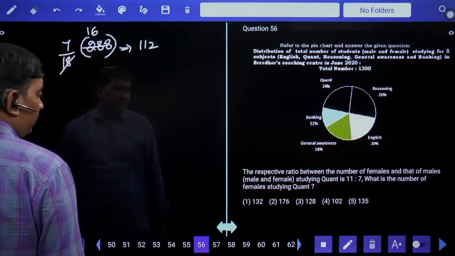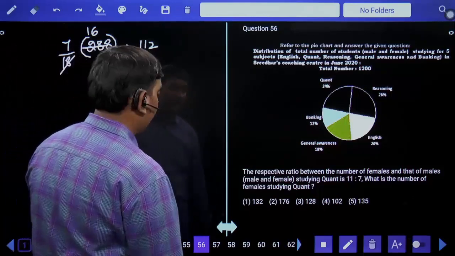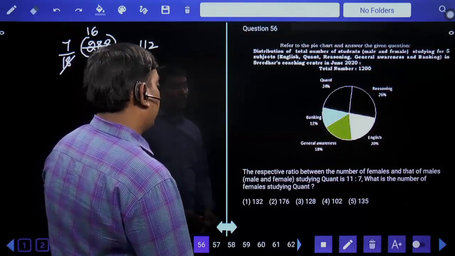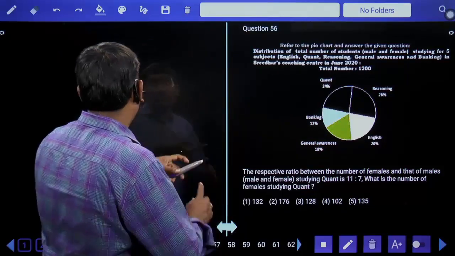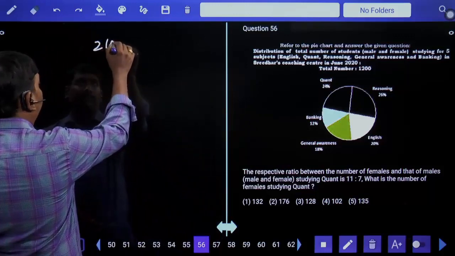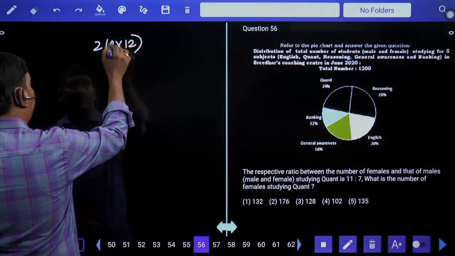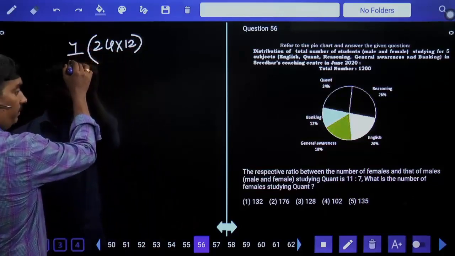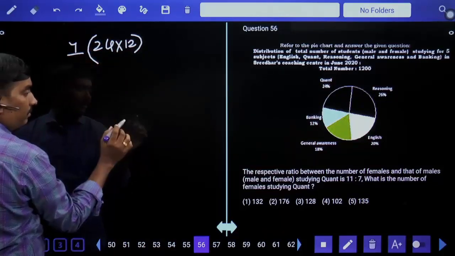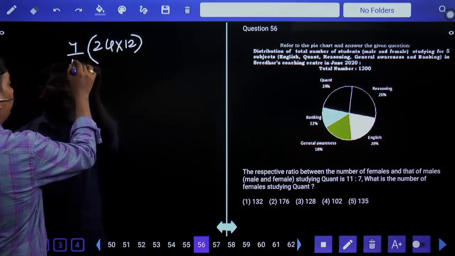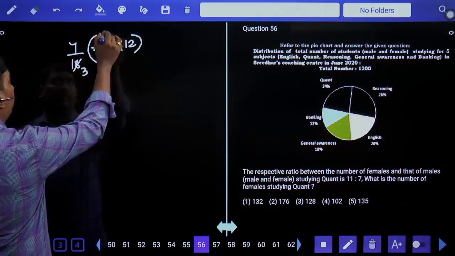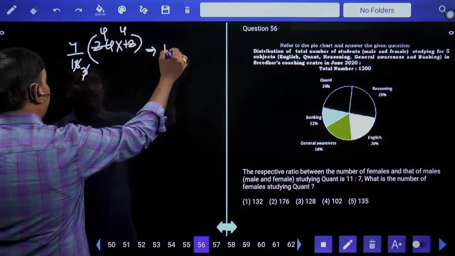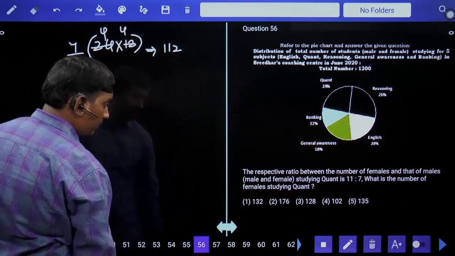Number of females studying quant. Yes. Quant section is 24%. So 24 into 12, as 1% value 12, in the ratio of 11 is to 7. 18 parts out of which females are 7 parts. 7 by 18. 6 3s are 18, 6 4s are 24, 4 4s are 16, 7 16s are 112. Yes, answer is 112 but no option.